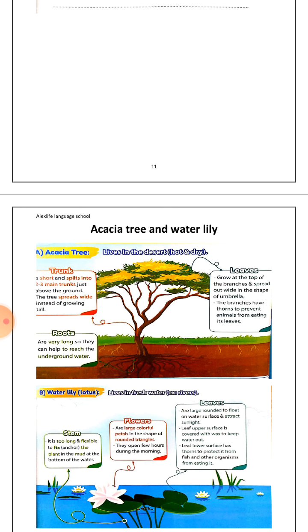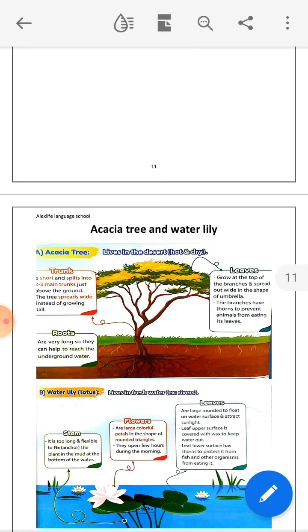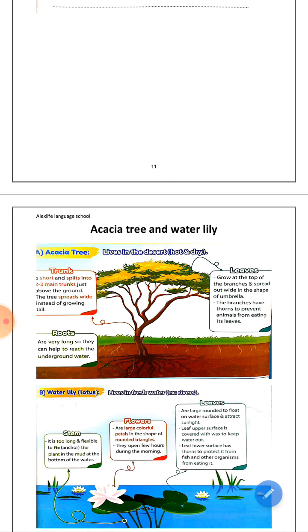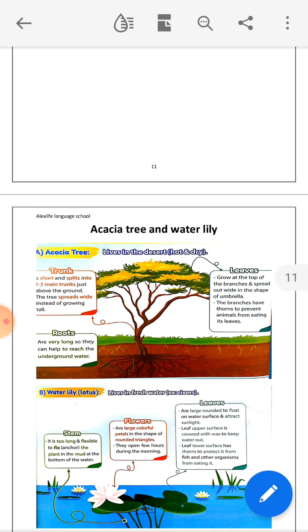Why? To reach the underground because it lives in the desert where the weather is hot and dry. So from where can it obtain the water? From underground water. So here we can say that the trait that makes the acacia tree survive is long roots. It helped it to reach the underground water in the hot and dry weather.